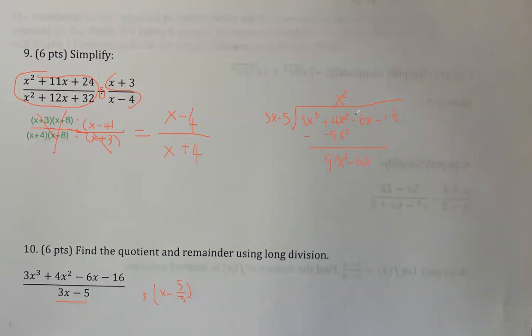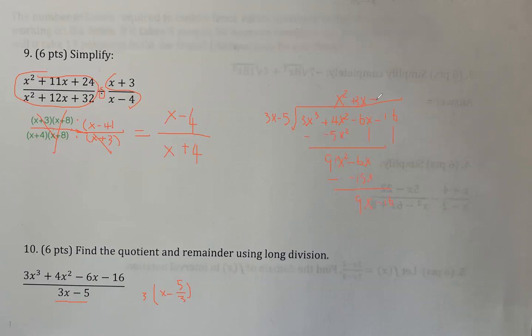Now we need to put 3x in the quotient. 3x times 3x will get 9x squared. 3x times negative 5 gets negative 15x. Negative 6x minus negative 15x becomes negative 6x plus 15x. So we get a 9x. Then minus 16, right? We basically take those terms down one by one.